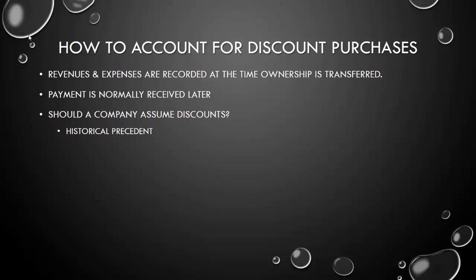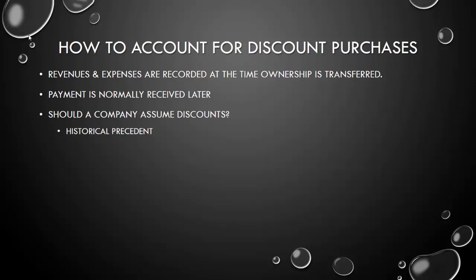Discount purchases. Revenues and expenses are recorded at the time ownership is transferred. So if you are a retailer, if you're a storefront and you sell to the public, as soon as you sell, you get to record the revenue for the amount of money you took from the public and the expense related to how much you paid to acquire those goods in the first place.